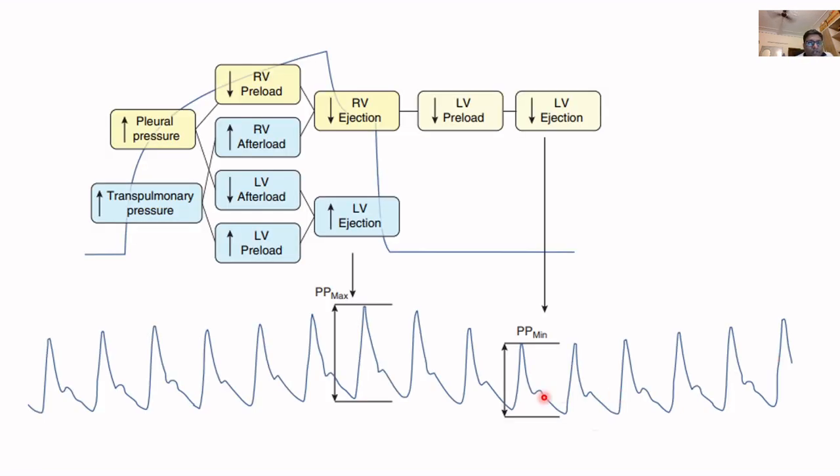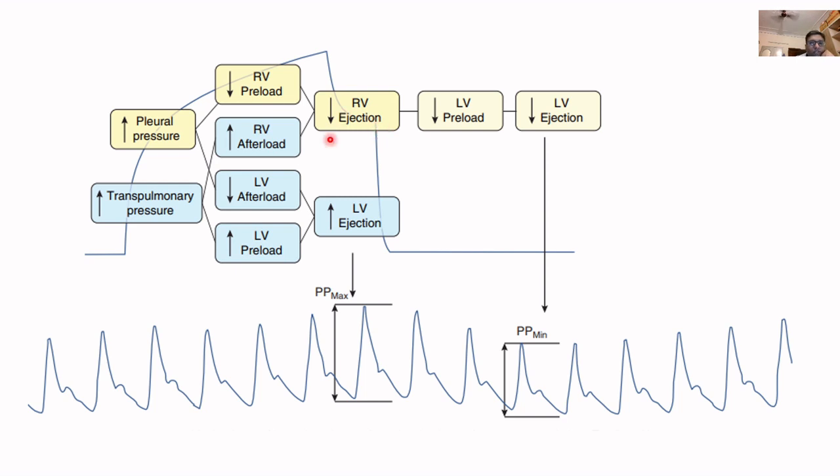How do these things work? Basically, in a positive pressure breath, we are increasing the pleural pressure and increasing the transpulmonary pressure. Increasing the pleural pressure directly decreases your right ventricular preload, and increasing the transpulmonary pressure increases the right ventricular afterload. So RV function is compromised. RV preload is getting decreased, and afterload is getting increased. So ultimately RV ejection is getting decreased. This is the most important thing.